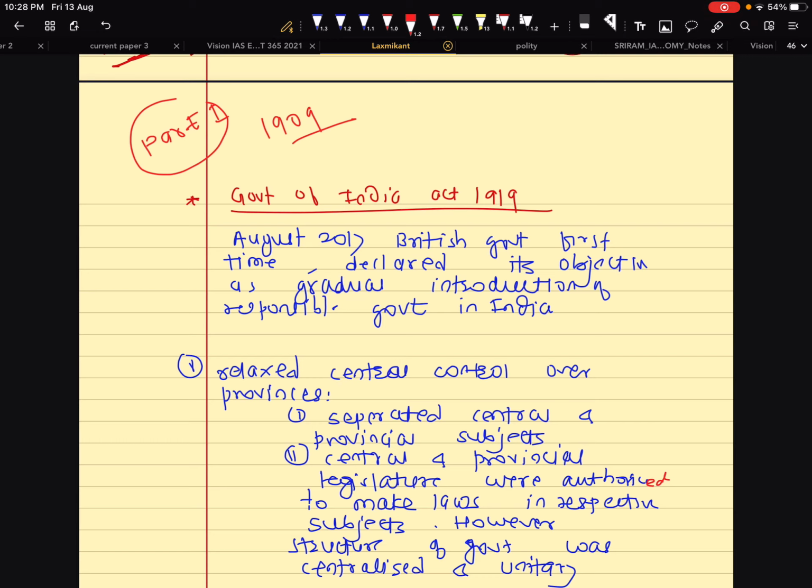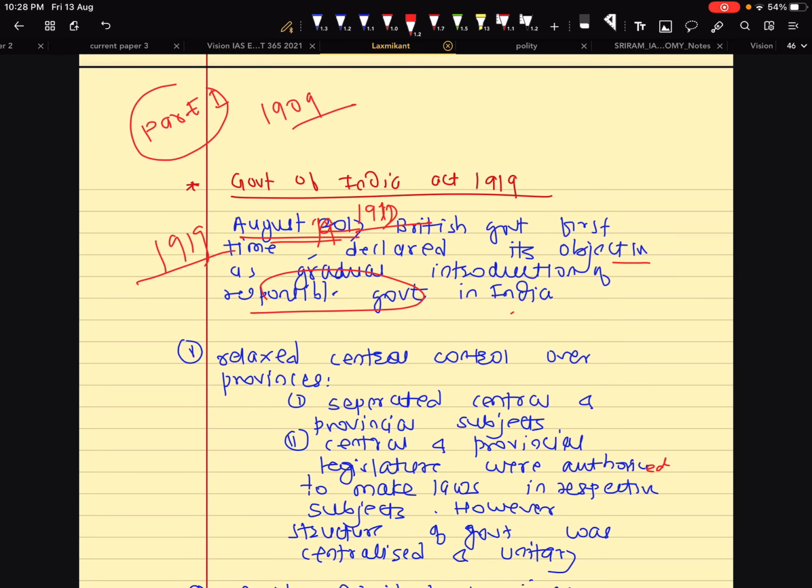So in August 1917, the British government had declared for the first time that its objective was the gradual introduction of responsible government in India. So the 1919 Act, also called the Montagu-Chelmsford Reform Act, has the intention of introducing responsible government in India.